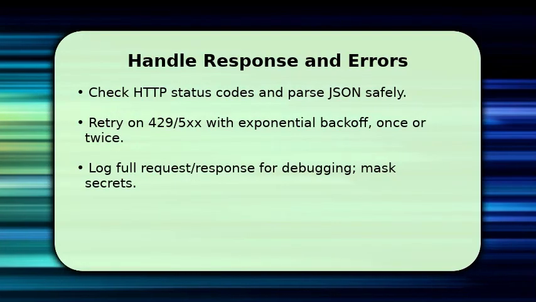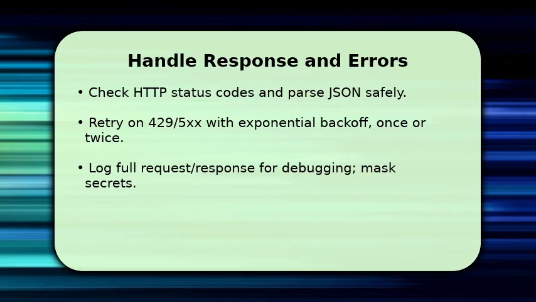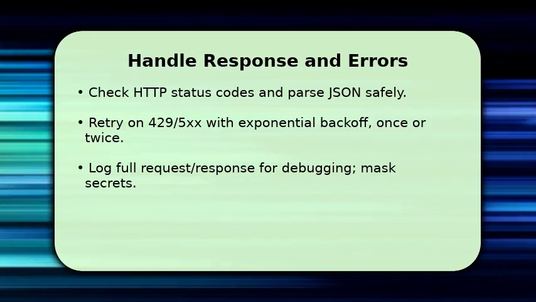If you receive 200-299, proceed to use the data. Otherwise, handle 400s as client errors and 500s as transient server issues. Implement a simple retry with exponential backoff for 429 or 5xx responses and break after a couple attempts.